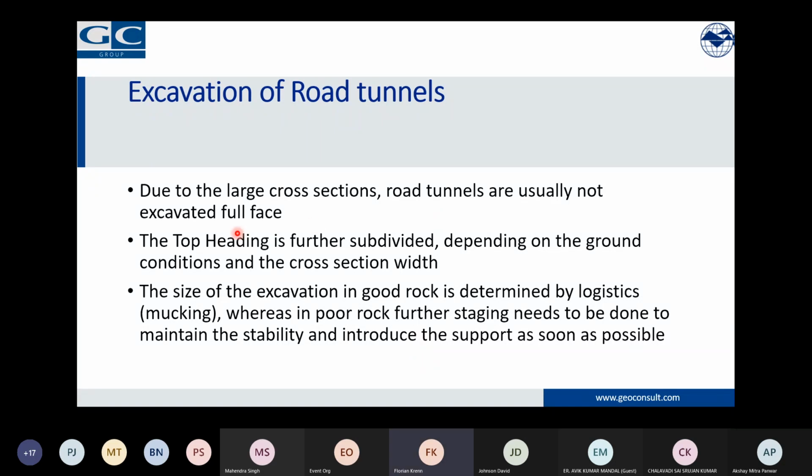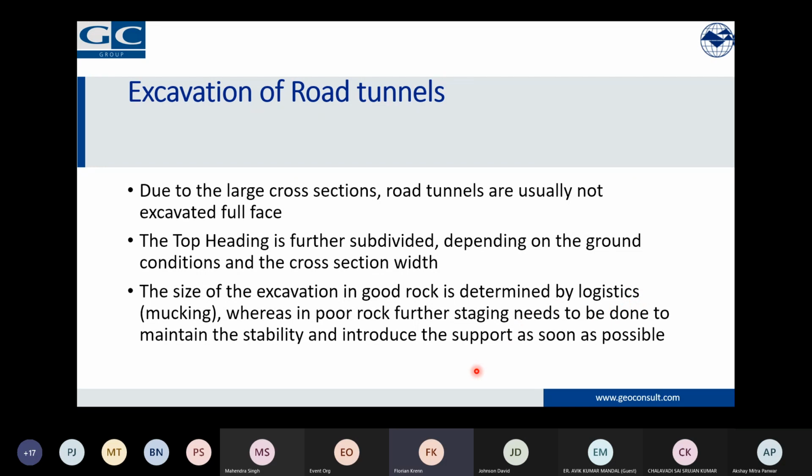Then sometimes the top heading is further subdivided depending on the ground condition and the cross section width. You may imagine that a cross section with 20 meters or 18 meters width cannot be excavated in one go. Or it can be excavated in one go, but it might be a bit unpractical. Because it's also determined by the logistics, what I can do.